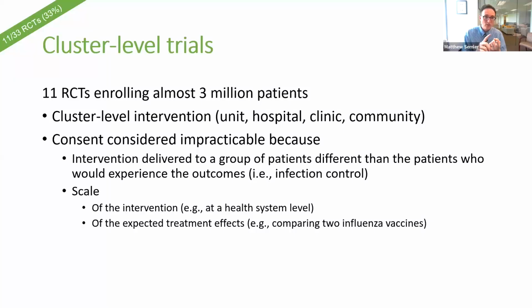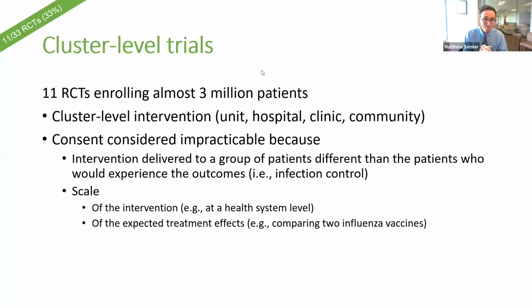It appeared generally because either the intervention was delivered to a group of patients who are different than those who might experience the outcomes, such as in the infection prevention space, or because the scale of the intervention itself being delivered to a whole hospital or a whole health system, or the scale of the expected treatment effect was just too large to make consent practicable. So you might imagine the comparison of two influenza vaccines, both at a health system level, that expect very small differences in treatment.